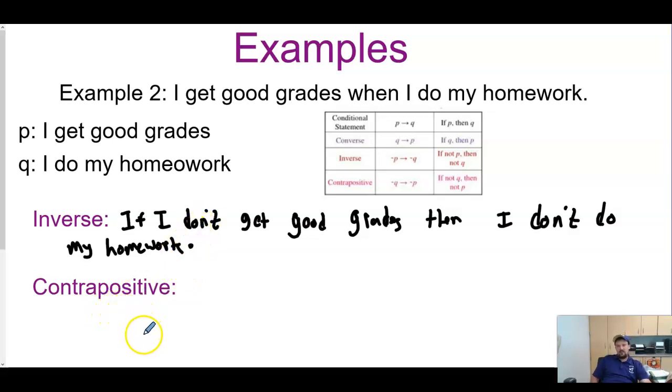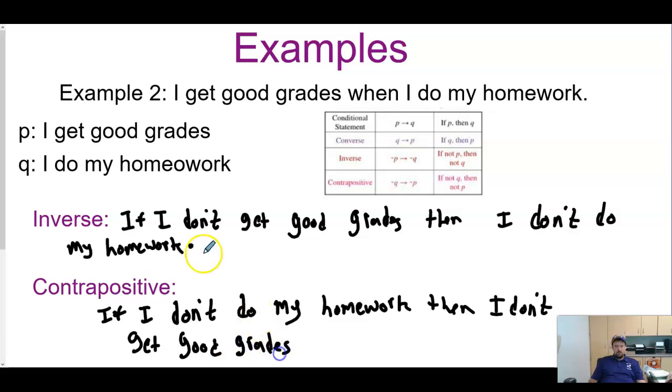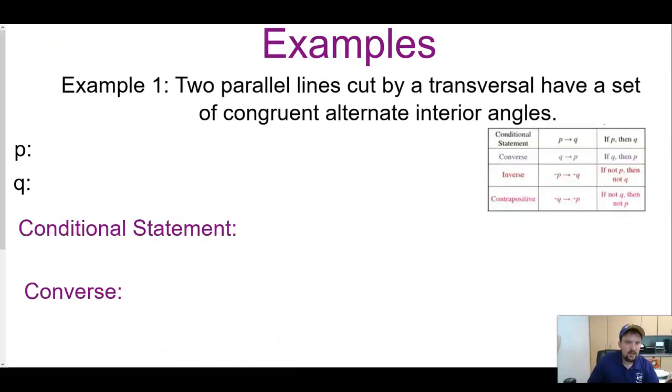Now the contrapositive, we're just going to be negating the converse. So we're going to say if I don't do, so if not Q, if I don't do my homework, then I don't get good grades. Okay, so hopefully you saw how that worked and it makes sense. Let's do some more examples.